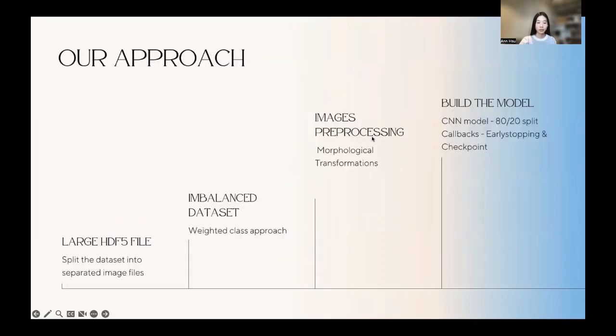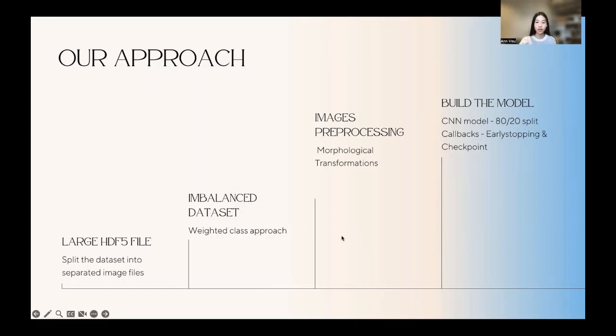So we first got our images from the dataset, and then we realized that it is too large for our laptops to process it. So we split the dataset into separated image files. And then we noticed that the dataset is actually very imbalanced. For example, some classes have significantly fewer images than other classes. So we used a weighted class approach to solve that problem.